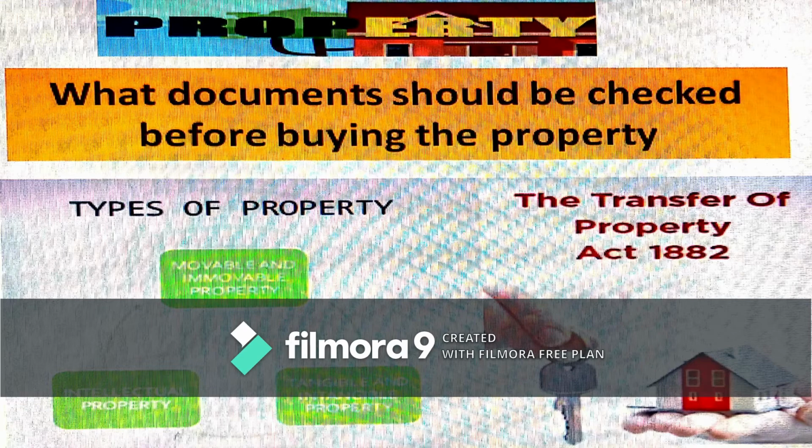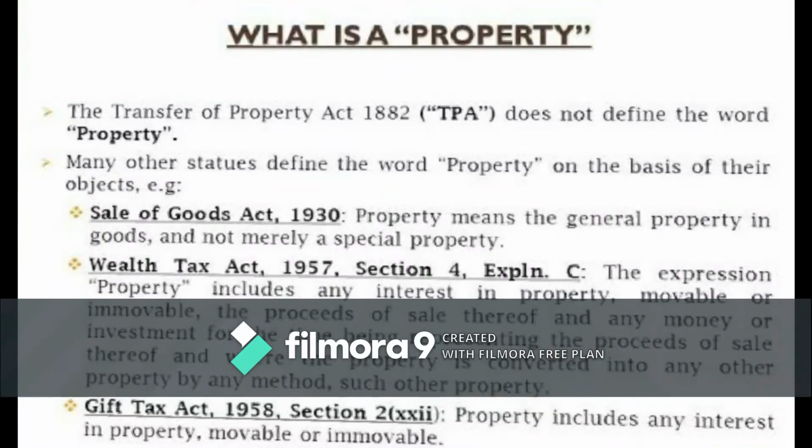Let's move to the topic. What is a property? The Transfer of Property Act 1882 does not define the word property. Many other statutes define the word property on the basis of their objects. For example, Sale of Goods Act 1930: property means the general property in goods and not merely a special property.